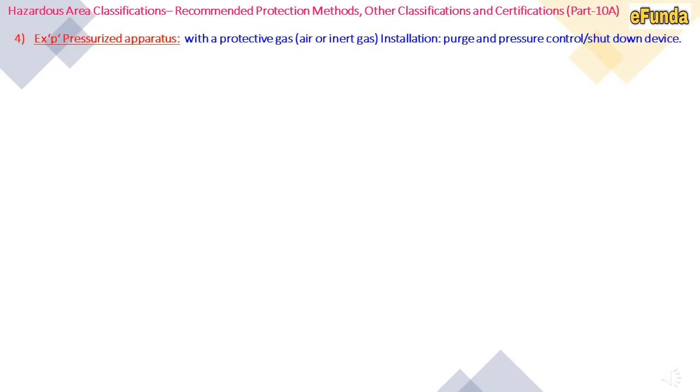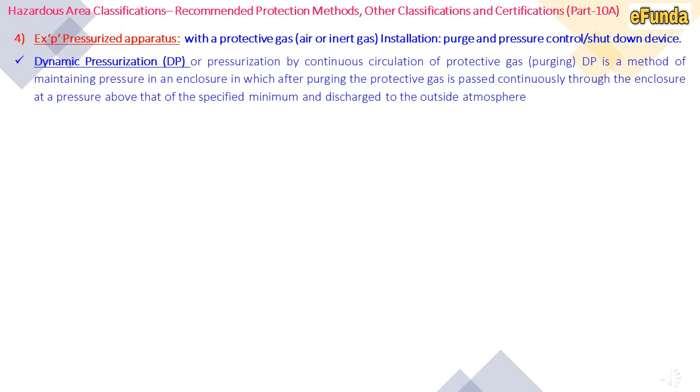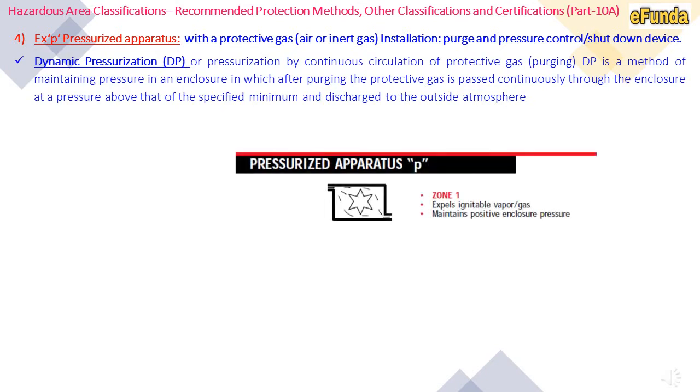Ex p, pressurized apparatus with a protective gas, air or inert gas installation, purge and pressure control shutdown devices. Dynamic pressurization, or pressurization by continuous circulation of a protective gas. Purging DP is a method of maintaining pressure in an enclosure. One can see in the figure below, in which after purging, the protective gas is passed continuously through the enclosure at a pressure above that of a specified minimum and discharged to the outside atmosphere.